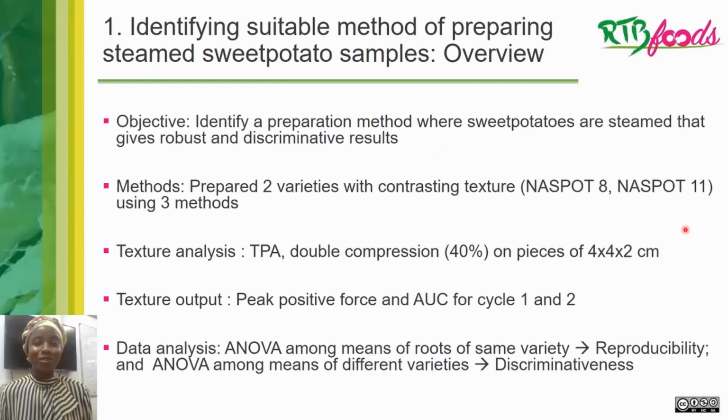So then we started off with our first set of experiments, which was aimed at identifying a preparation method where sweet potatoes were steamed that gave robust and discriminative results. We used NASPOT 8 and NASPOT 11, which are contrasting genotypes in regards to texture, and prepared them in the following three different ways, which I'm going to give details on shortly.